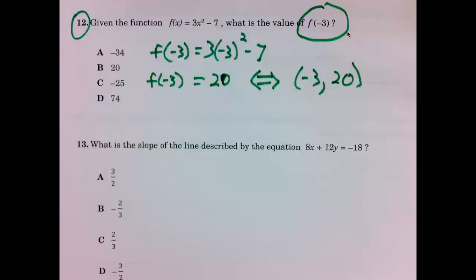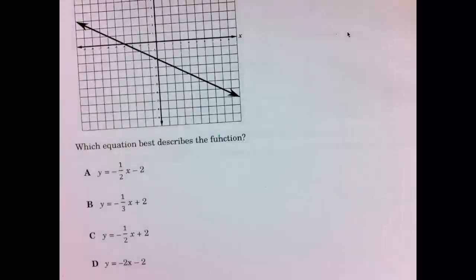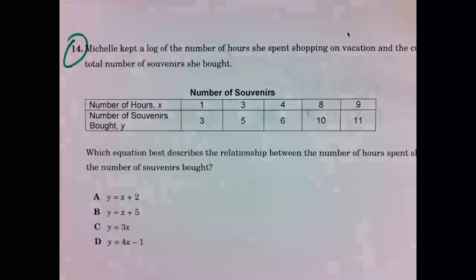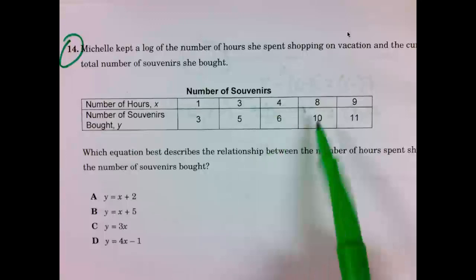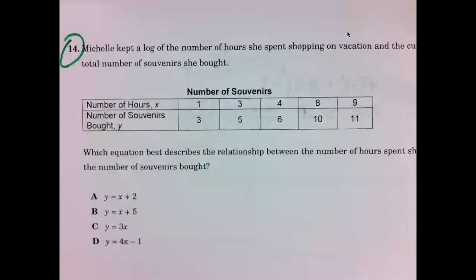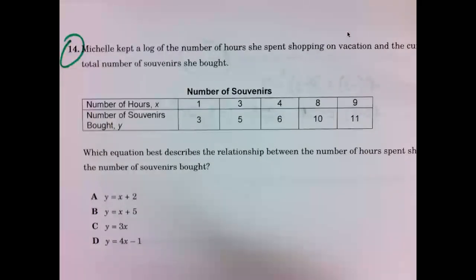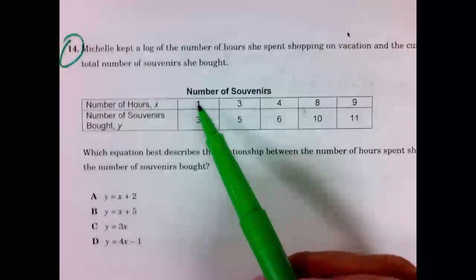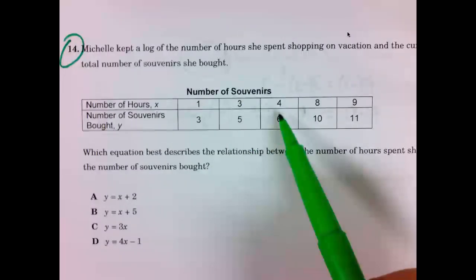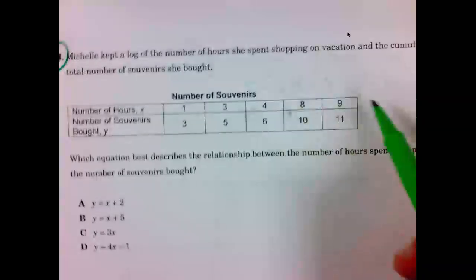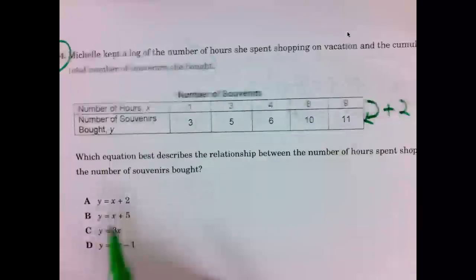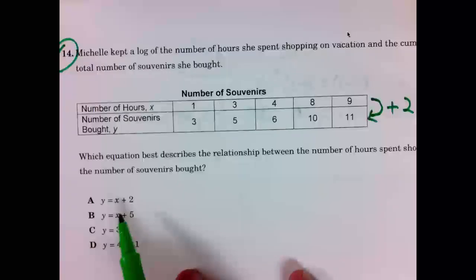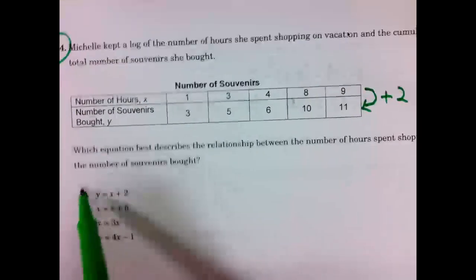Okay. Problem number 14. Problem 14 shows us this pairing. 1 goes to 3, 3 goes to 5, 4 goes to 6, 8 goes to 10, 9 goes to 11. I hope you can see that the difference here is 2 each time. To get from x to y, we're simply going to add 2. Therefore, the function needs to be a. y is equal to x plus 2.